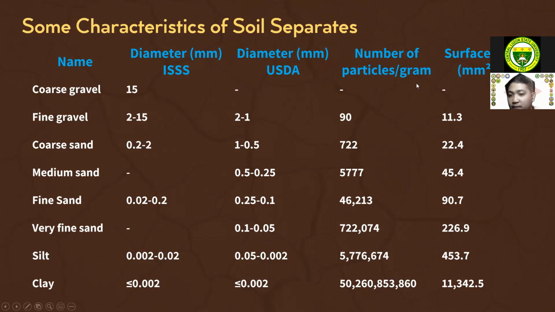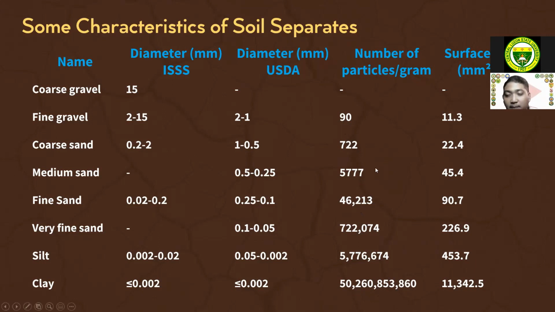Then, the number of particles per gram. So, of course, dahil sa mas maliit na particles yung clay, mas maliit yung particle ng clay, per gram, madami siyang particles. So, it ranges from 50 billion particles. Okay? Then, pababa ng pababa yan. Dahil sa 1 gram, syempre, yung sand natin, dahil medyo malaki siya and mabigat, kakaunti lang yung particles per gram.